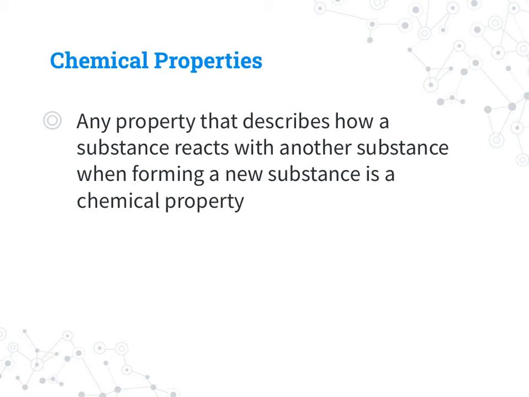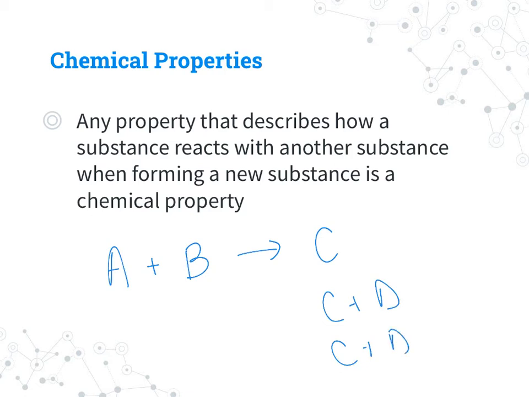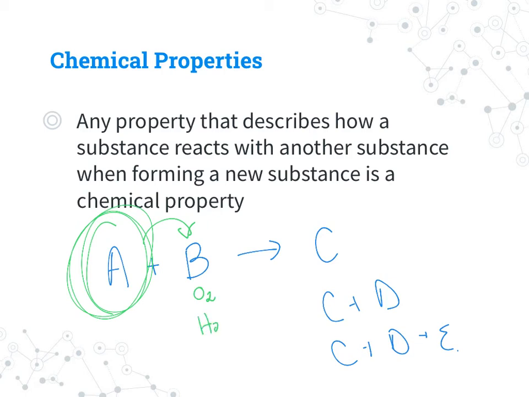Chemical properties are any property that describes how a substance reacts with another substance when forming something new. Okay, so one thing and another make something different. Okay, and it could be C, could be C and D, could be C and D and E. It doesn't matter how many products we have, but just how this compound reacts with anything else. Okay, B could be oxygen. It could be water. What happens when we expose something to oxygen?